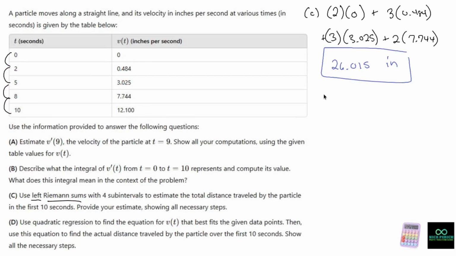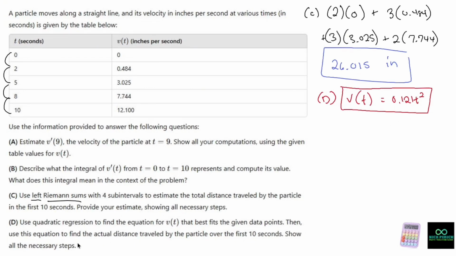All right, so let's finish this guy out. All right, we're on D, and the equation that we ended up with was, if we're doing the velocity function, quad reg gave us v of t equals 0.121 t squared plus 0t plus 0, so this is part 1 of that problem. Okay, that's the equation that we came up with.